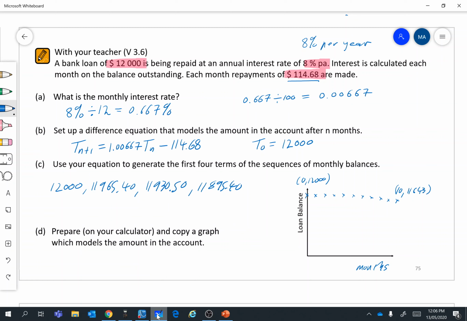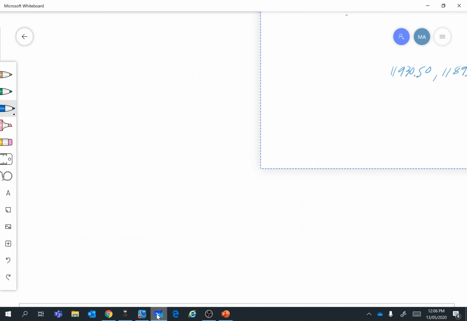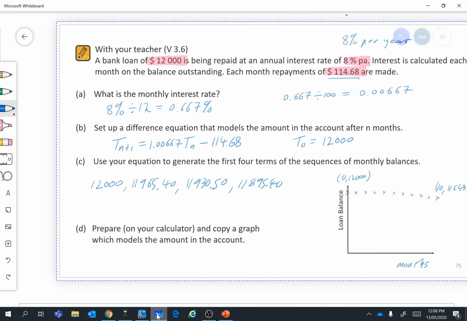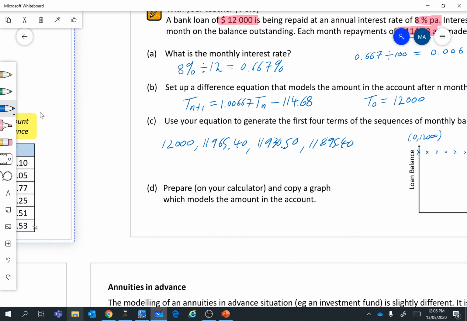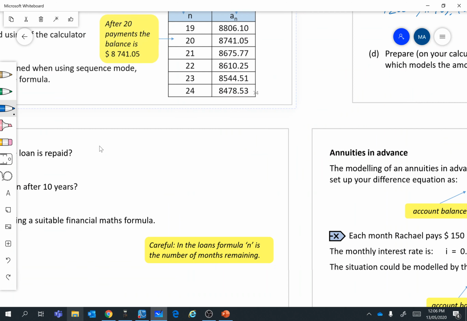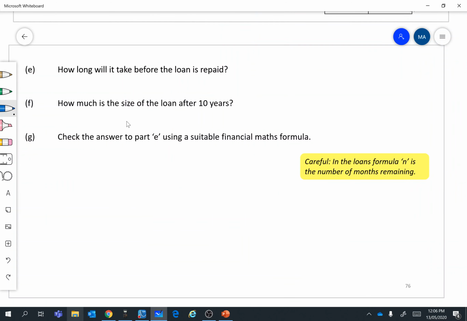Okay, so let's then have a look at the next part, which asks us, when will this loan be paid off? So part E, how long will it take before the loan is repaid? So we're going to use the calculator to figure this out for us.